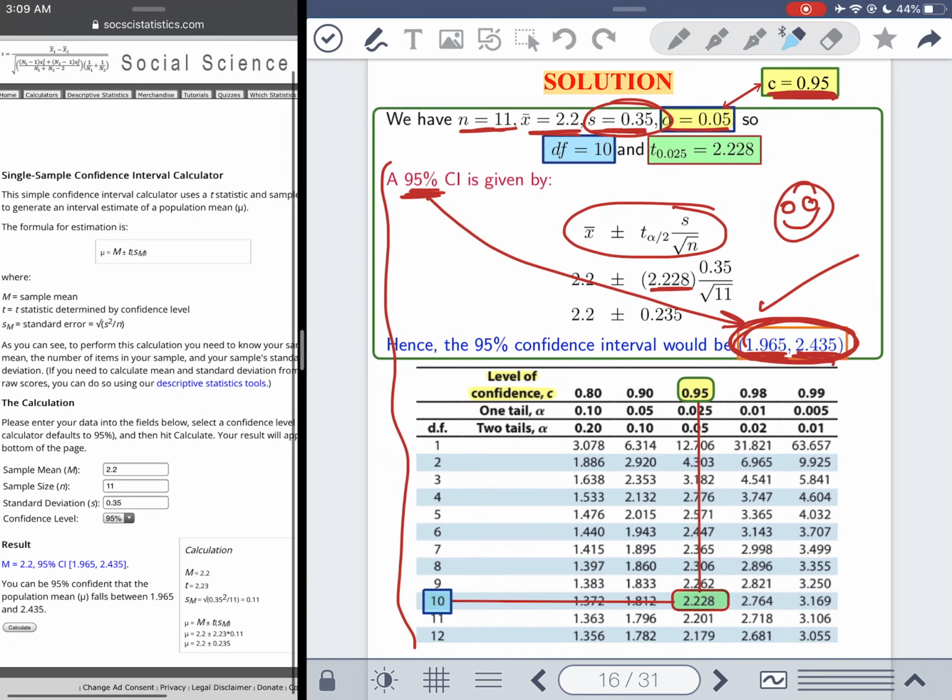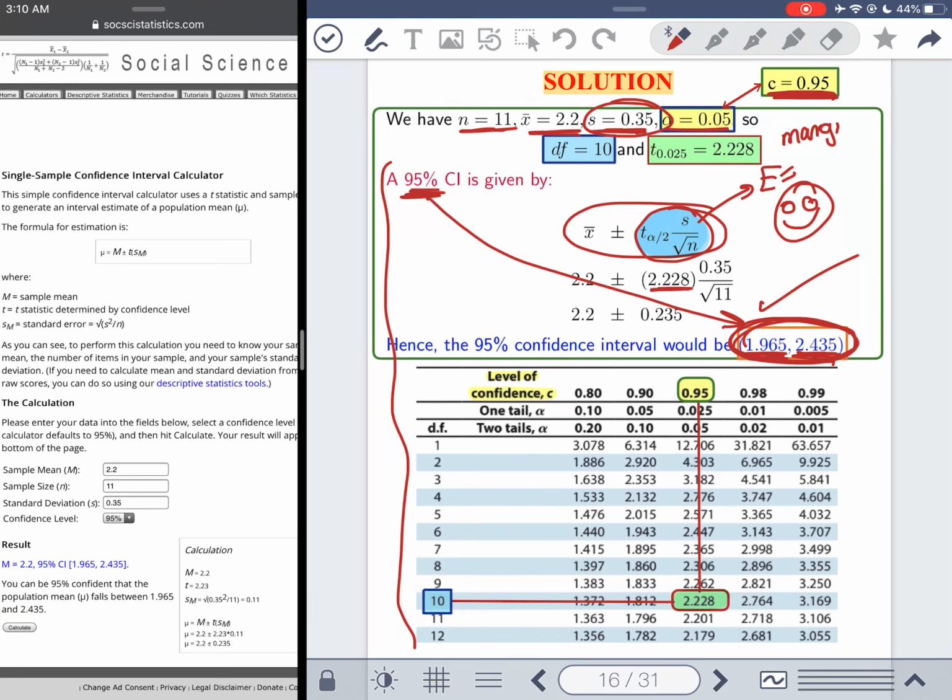From the last lecture, remember, margin of error is this part, the part that you add and subtract from the sample mean. We called it E. Of course, in the previous lecture, we didn't have t sub alpha over 2, we had z sub alpha over 2, and we didn't have S, we had sigma, because sigma was known. But we still call this the margin of error here.